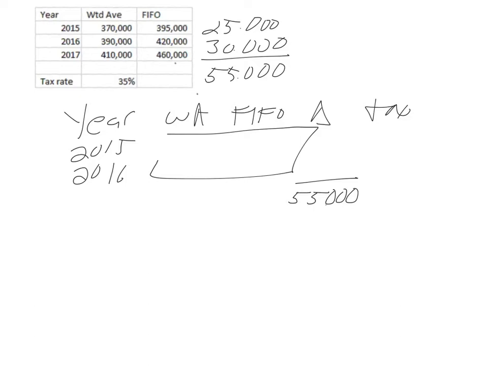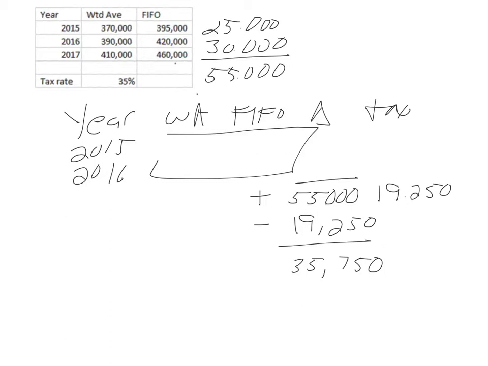We know that the tax rate's 35%. So the tax is $19,250. Well, the net effect, if I've got an increase in income of $55,000 and then I have to pay an additional tax of $19,250, the net effect of that change would be an increase in my retained earnings of $35,750. So if I had done FIFO all along, retained earnings would be that much higher.